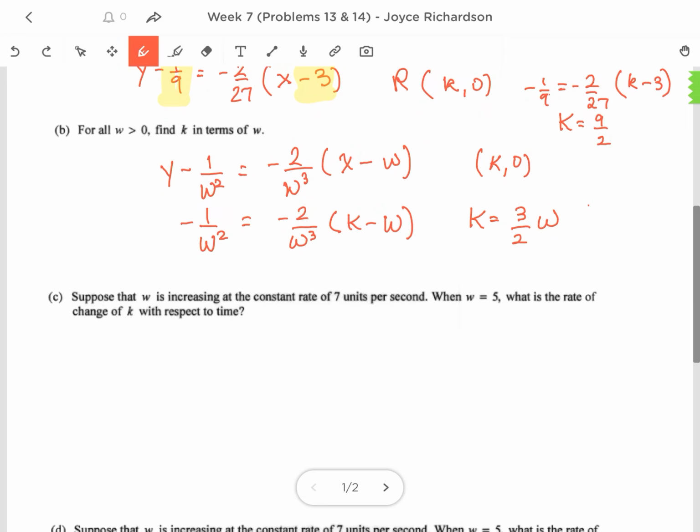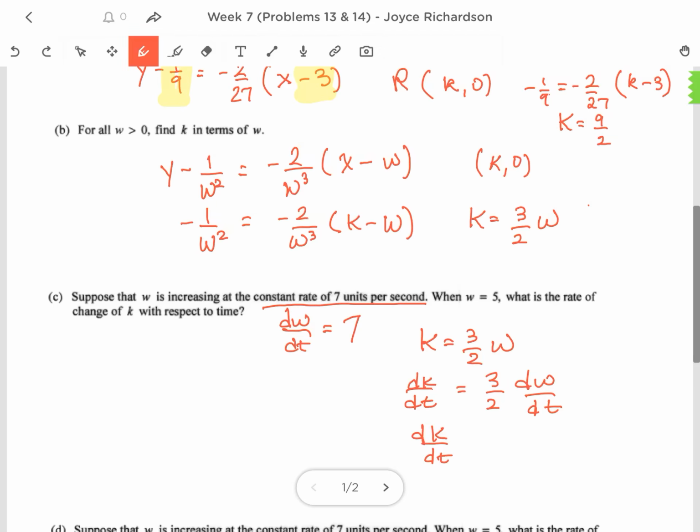And then it says for part C, suppose that w is increasing at a constant rate, which means that dw/dt is equal to 7. So if I take that equation, k equals 3/2 w, then dk/dt is equal to 3/2 times dw/dt, and dk/dt is equal to 3/2 times 7, and that's where we're getting 21 over 2 for how fast k is changing.